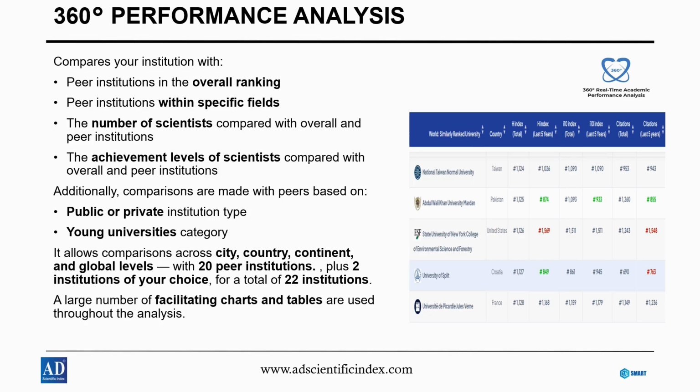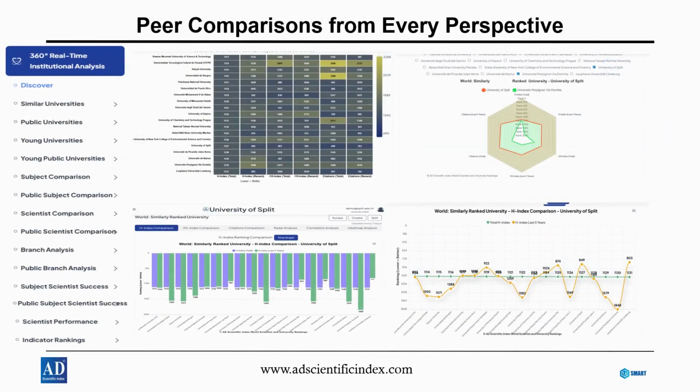Using 20 predefined peer institutions, plus 2 of your own choosing, the system provides a comprehensive comparison across city, country, continent, and world levels. The analysis is supported by numerous helpful charts and tables, giving you a complete and clear understanding of your institution's performance.